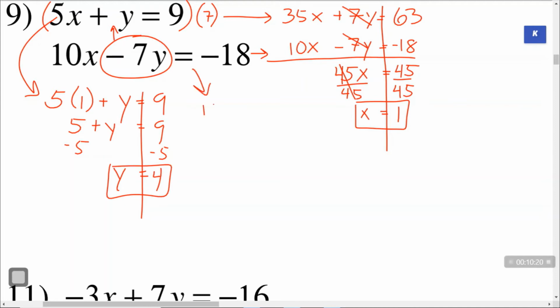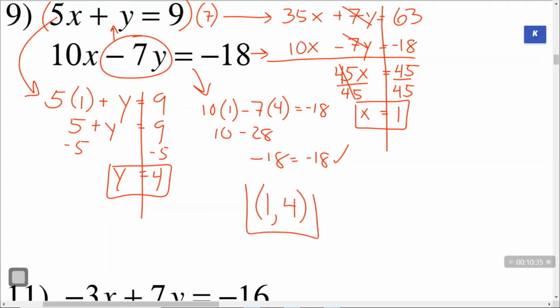And then I check it as we did before. 10 times 1 minus 7 times 4 equals negative 18. So that's 10 minus 28. And it works. Look at that. Voila. All right, so it does not matter which variable you choose to eliminate. It's a matter of choice, and you go with the one that's the easiest. Here, it's just as easy to do either one. I personally would have eliminated x because multiplying by 2 keeps things smaller, but it does not matter.